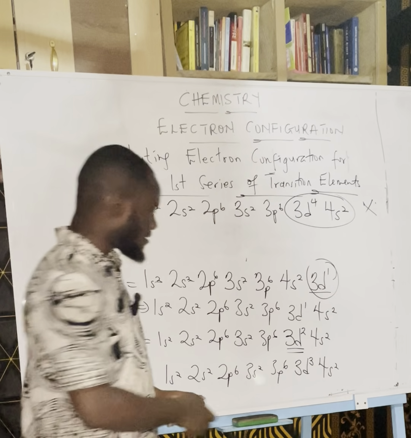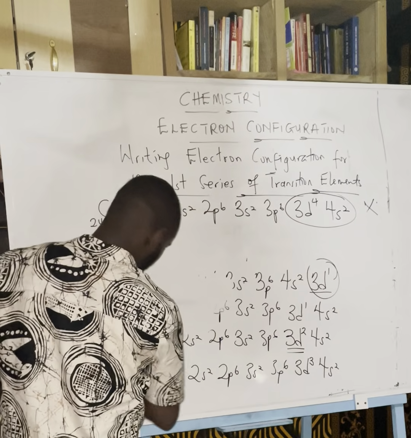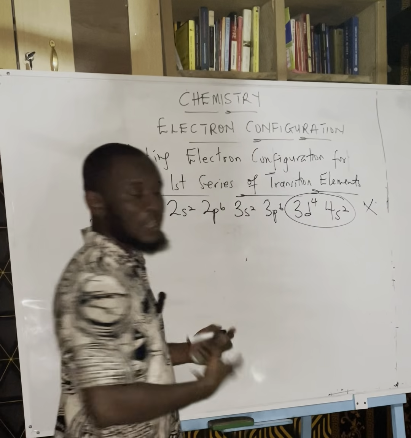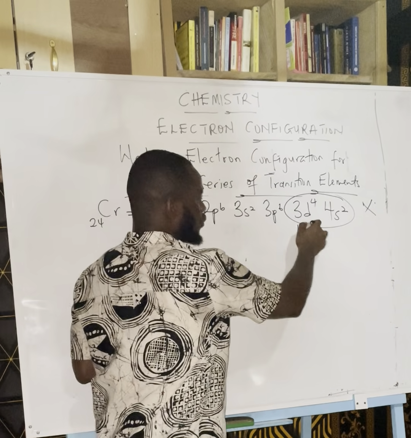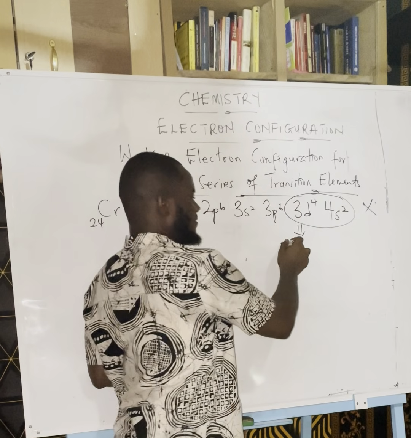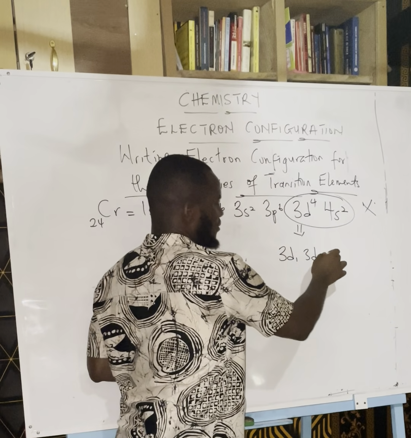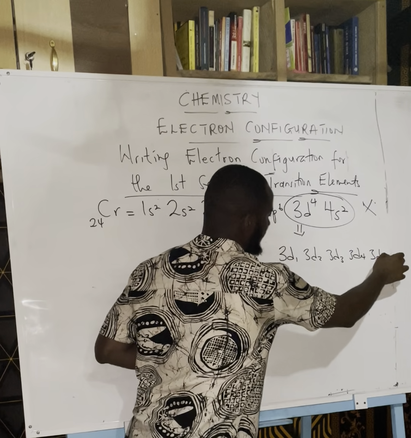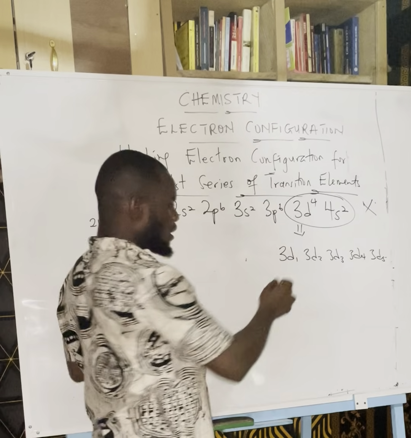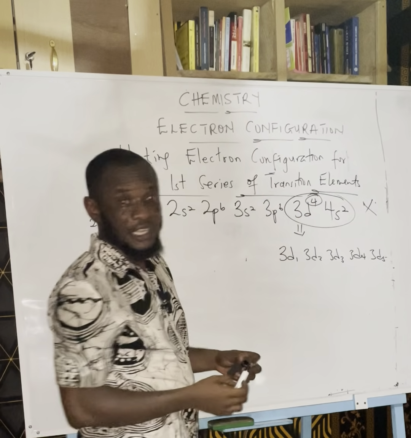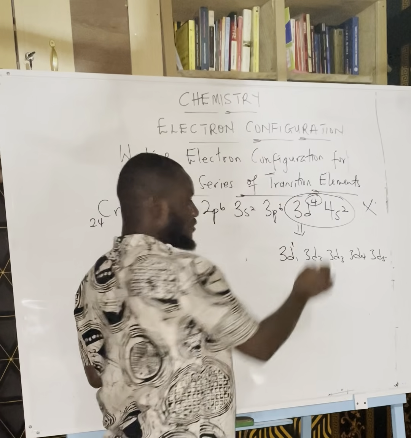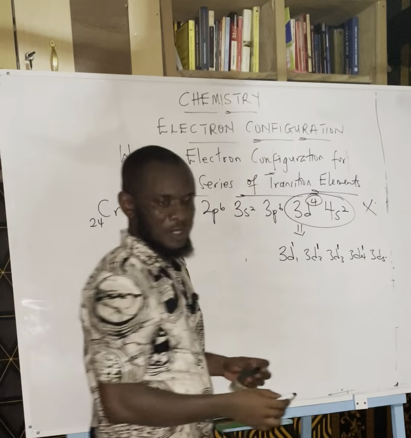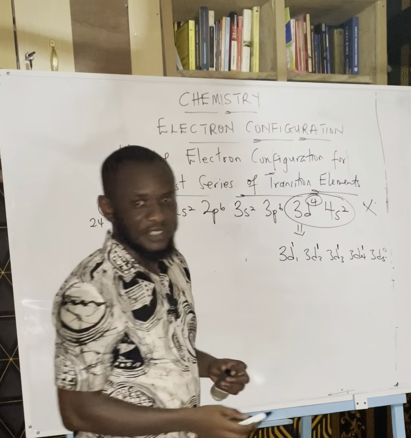Now, for us to understand the exception, we have to expand the 3D for you to know what we are talking about. So for us to understand this exception, I want to take these 2 orbitals here. Remember I said that the 3D is made up of 3D1, 3D2, 3D3, 3D4, and 3D5. So this means how many electrons are here? The electrons here, it means this one is having 1, this one is having 1, this one is having 1, this one is having 1. But this orbital here is having 0.